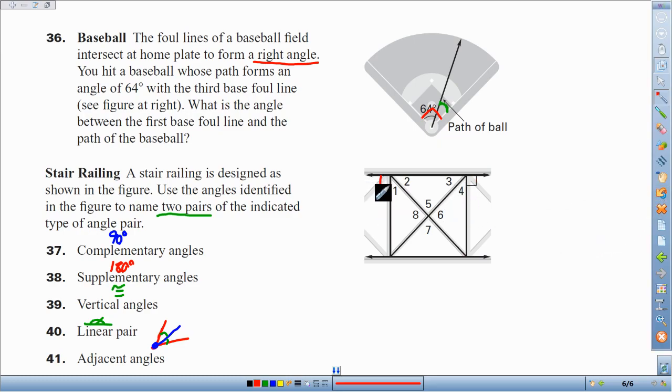Since this is a right angle, and all of this makes a flat line, I know that this is also a right angle. And that means I know that this is also a right angle. We're going to assume that these lines are parallel. We'll get into this more in the future, but we can assume that these are all 90-degree angles in here. And that's enough for you to be able to find your answers here.